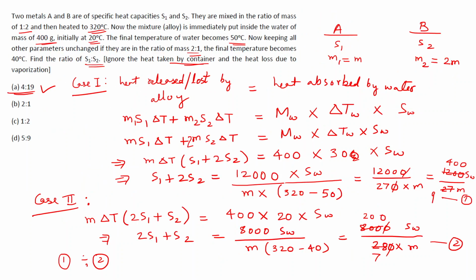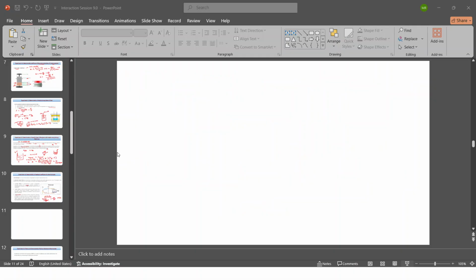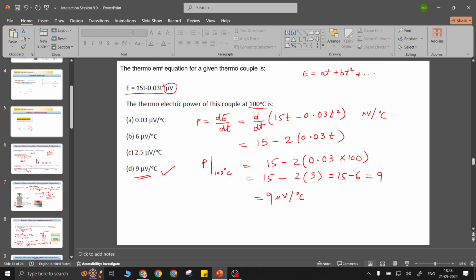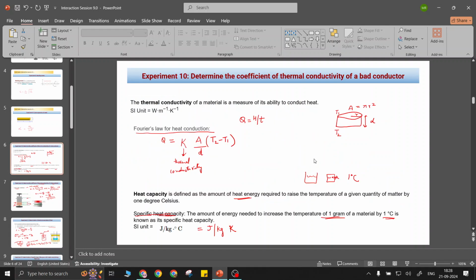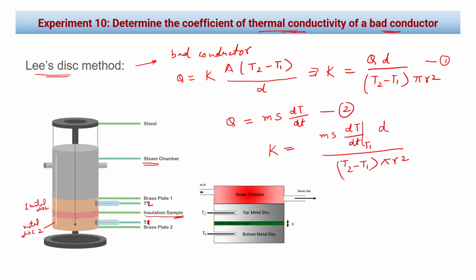Yeah, so thank you for joining today's session. Okay, let's have a recap. We discussed many experiments based on thermoelectricity and thermal properties of materials. We talked about the coefficient of thermal conductivity, how to find it out for a bad conductor using Lee's disk method.